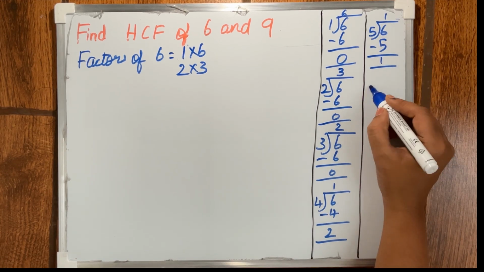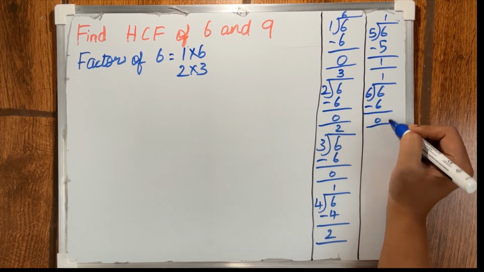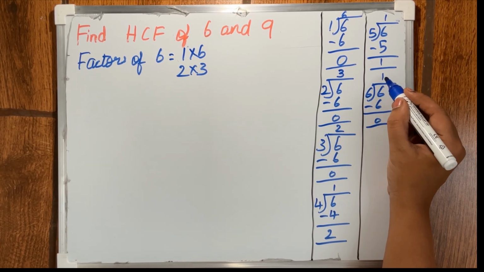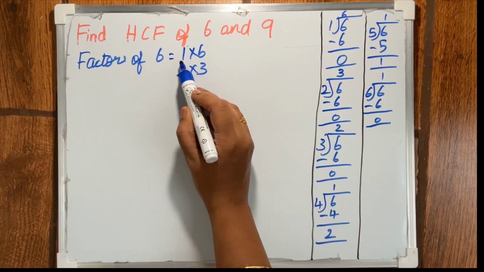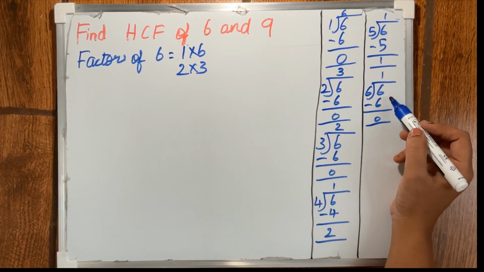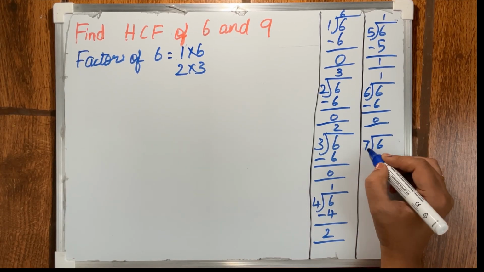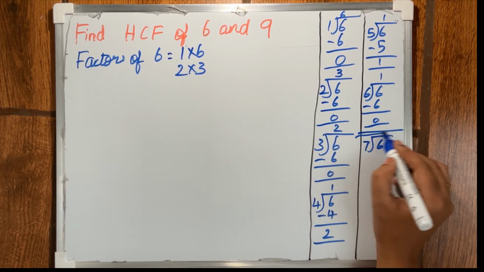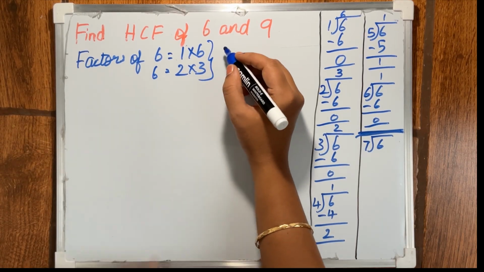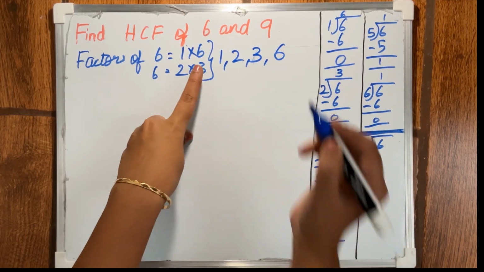Next, let's try 6. 6 1s are 6. We are getting 0 here, but we have already written this, because 6 1s and 1 6 are the same. It is just a reciprocal, so no need to write it again. Next, we can't divide 7 by 6, so we will stop here. So the factors of 6 are 1, 2, 3 and 6.